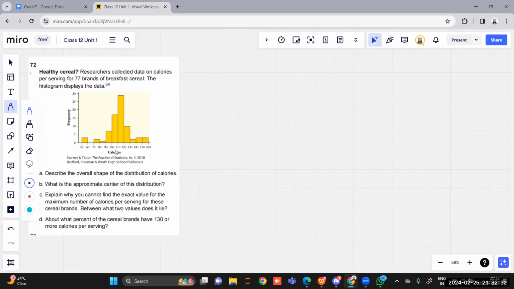So describe the overall shape of the distribution of calories. When we plot it, it's roughly symmetrical. It's a bell curve. Roughly symmetrical. All right.